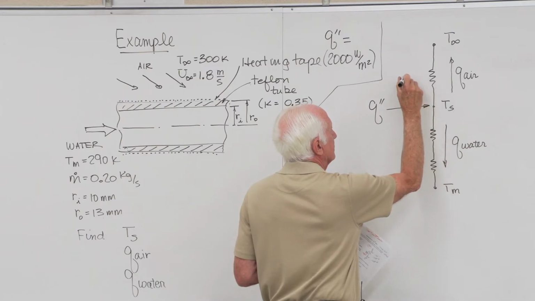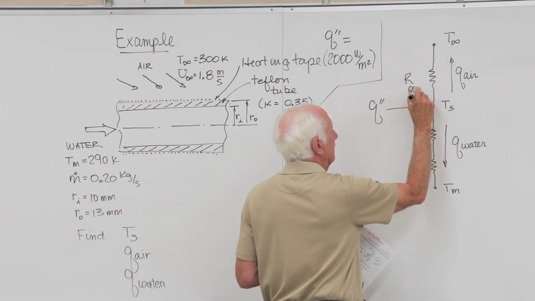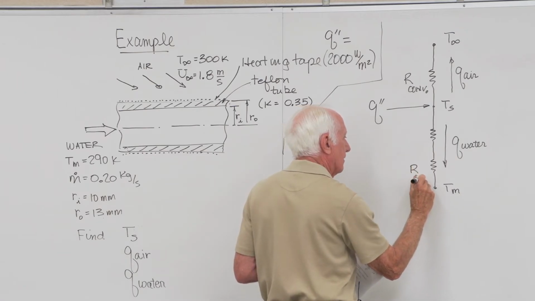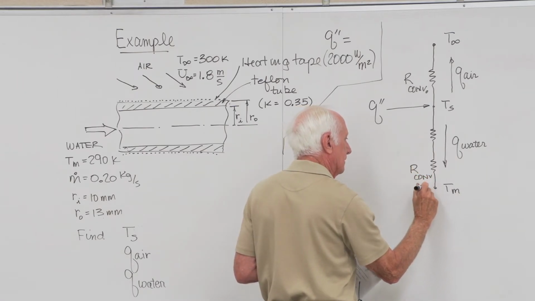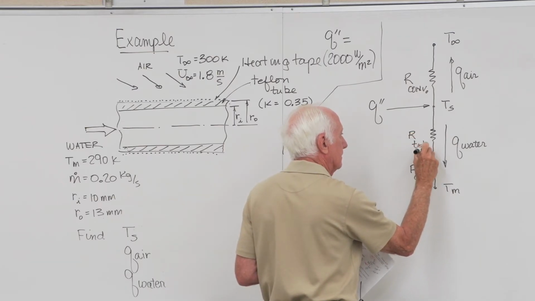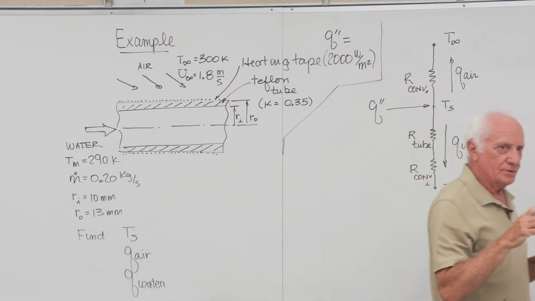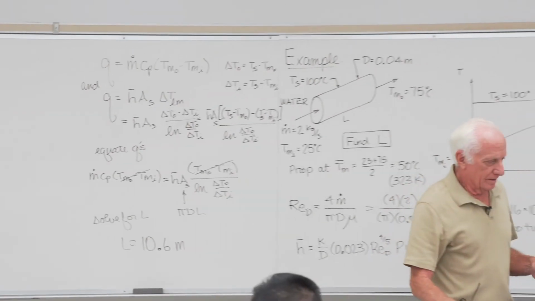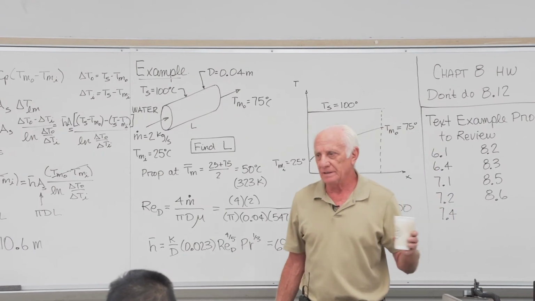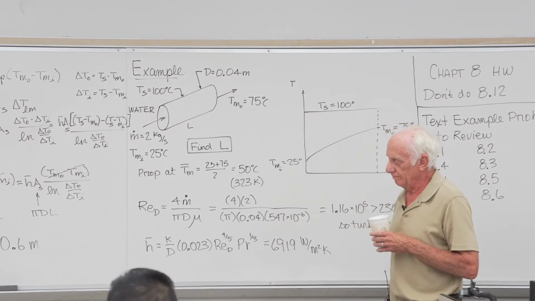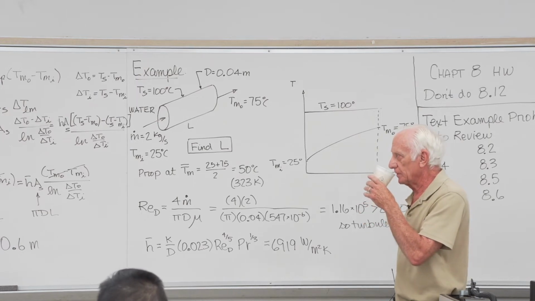This is the resistance convection on the outside. This is the resistance for convection on the inside. This is the resistance of the tube. So once you get that drawn, you've got a road map. You've got a road map, and that's critically important to understand the problem before we start using equations to solve the problem.